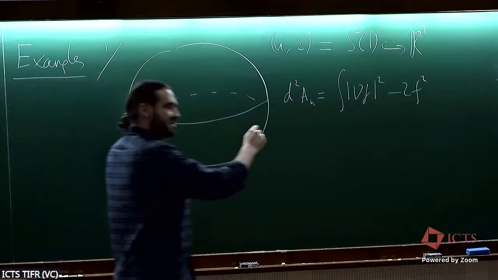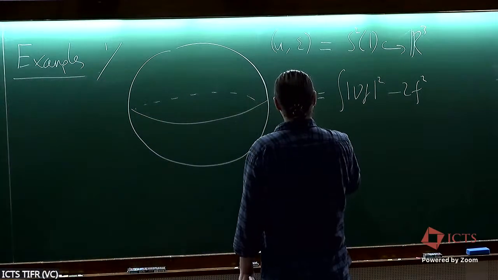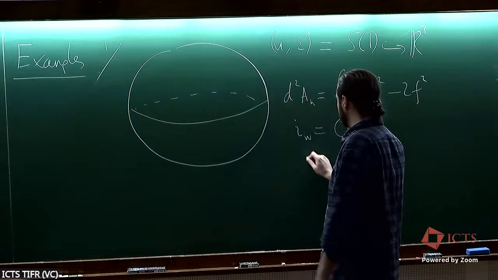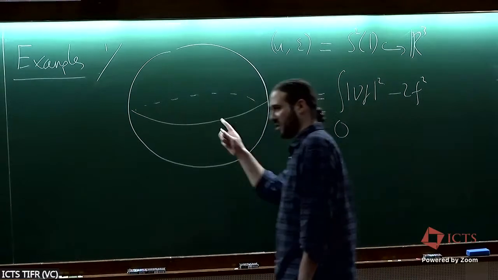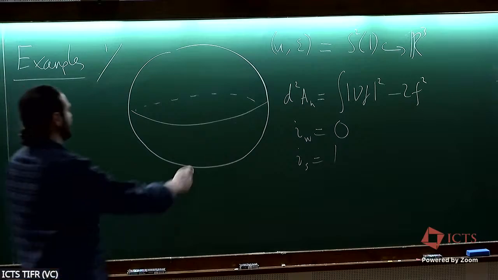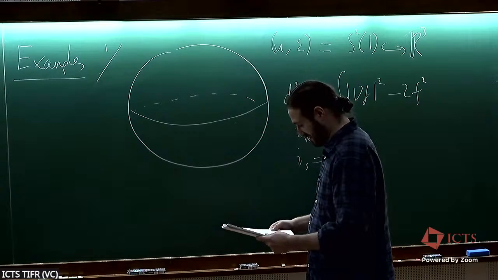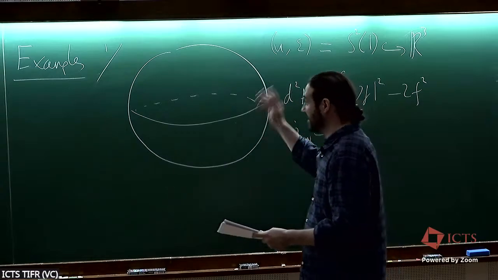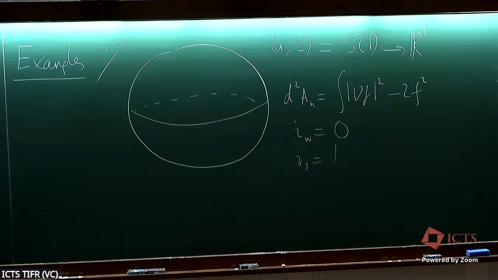And so you can easily read off, the weak index is 0, and the strong index is 1. It's impossible for me to reduce the area of the sphere whilst keeping the volume fixed, but I definitely can reduce its area if I forget about the fact that I keep the volume fixed, I just push it in. Okay. So, as we've seen, that's the only embedded CMC surface in R3. It's also the only CMC sphere.